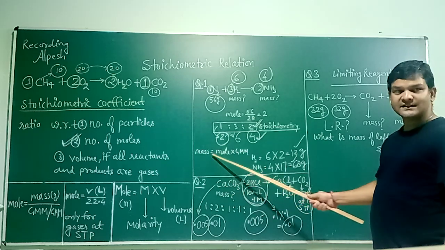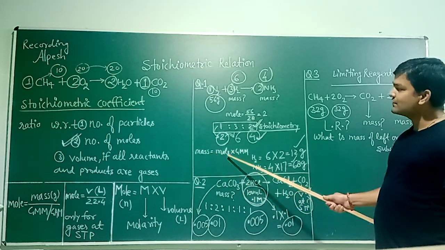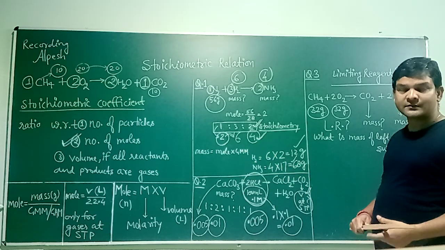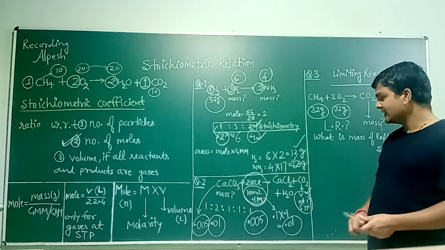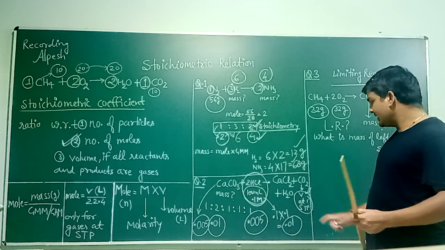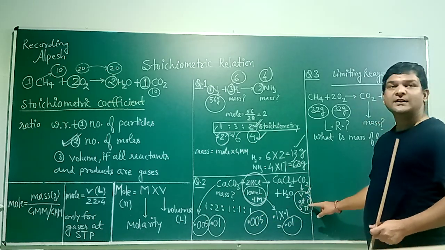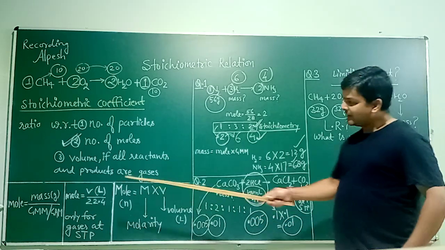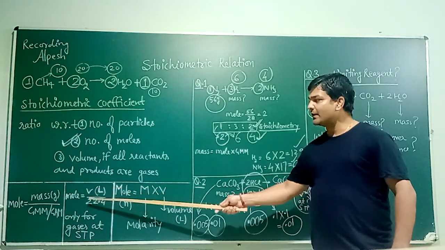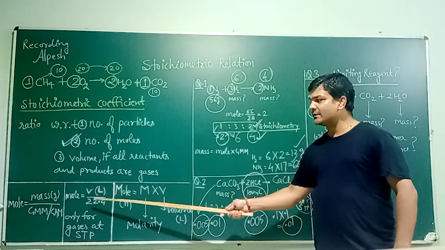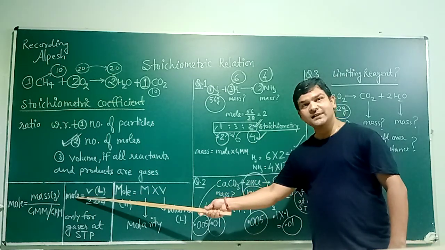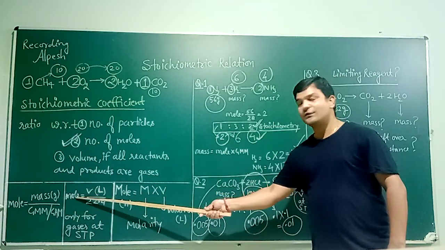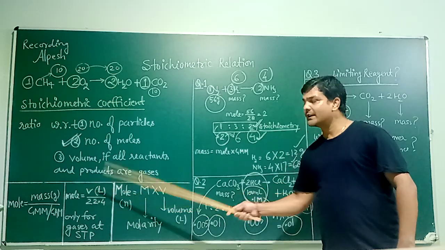Once you get number of moles of both desired substance, now you need to calculate mass of calcium carbonate. For mass, you can use the same formula. Mass equals moles multiplied by gram molecular mass. Gram molecular mass of calcium carbonate is 100, so you can calculate easily. And here you need to calculate volume. To calculate volume, you need to use this formula. Mole equals volume divided by 22.4. Moles we already calculated, which is 0.005. Use this formula to get volume.